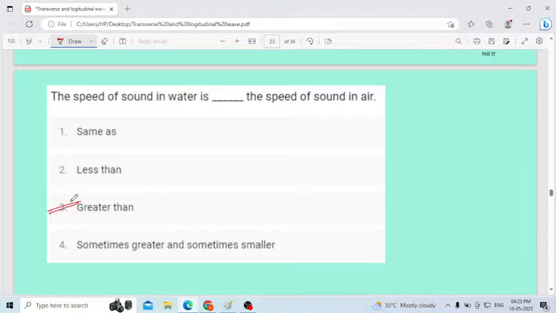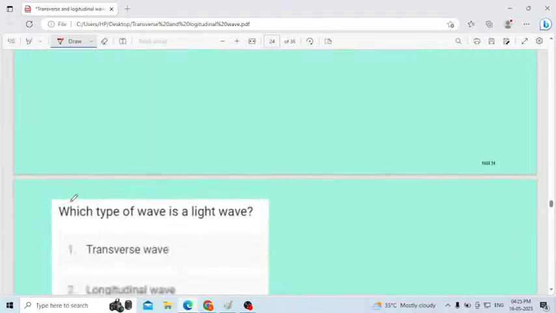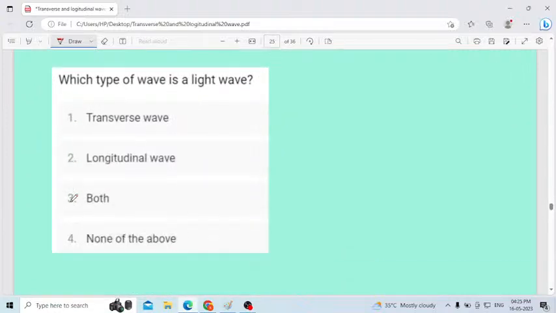Because you know, in water compared to gas, the particles are very close. If the particles are close, they can easily vibrate. They will transfer the energy and everything. It will happen easily. Therefore, the speed of sound in water is more compared to the speed of sound in air. Then this question is repeated: which type of wave is a light wave? Transverse wave.